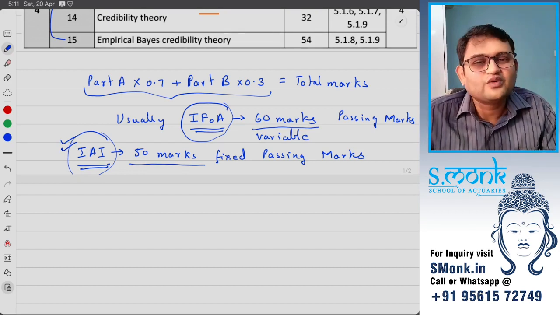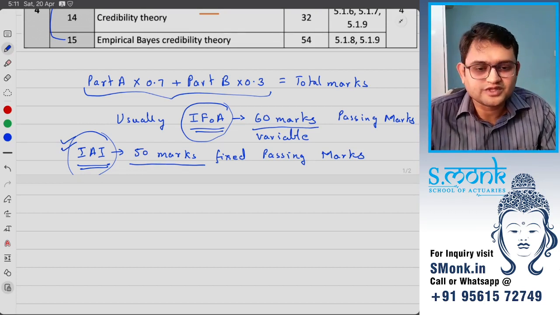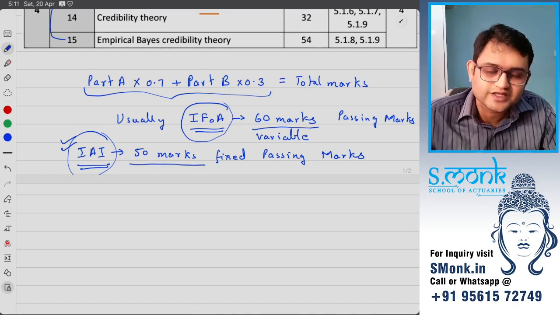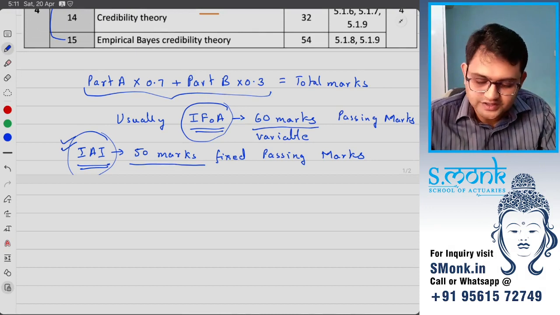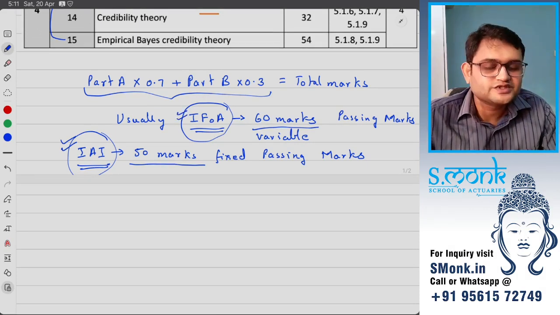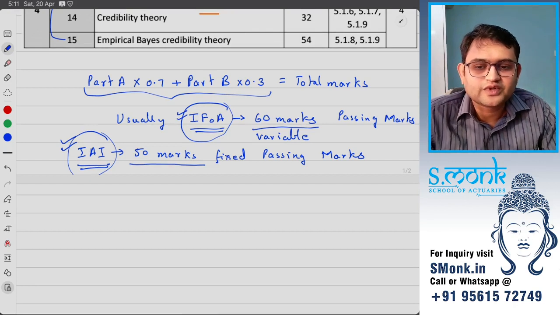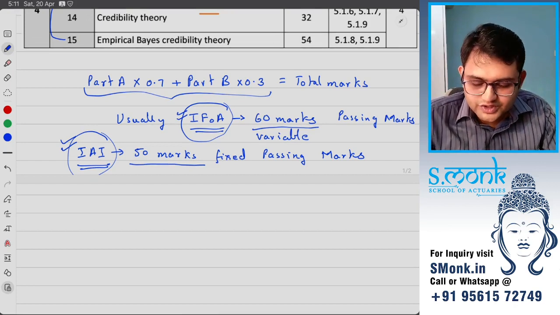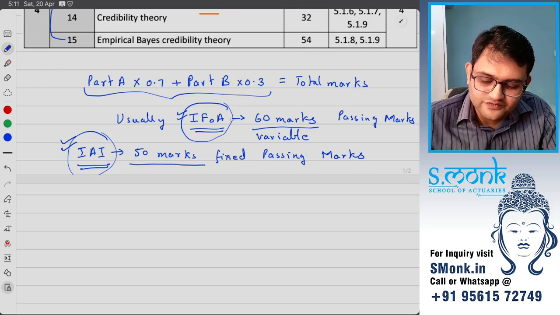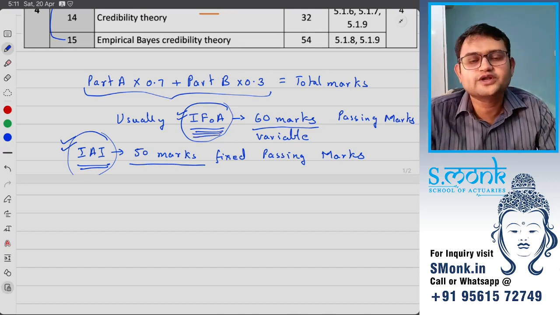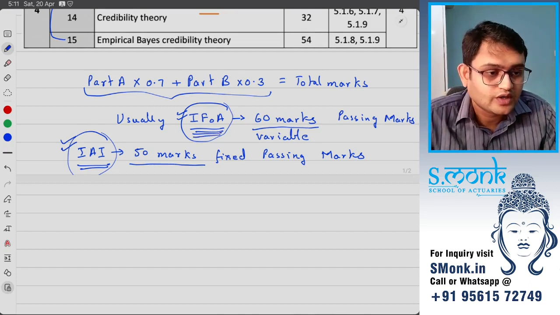But now it is online. This is the first time it will be online, so actually you can give it from anywhere in the world. Otherwise you had to come to India to give the examination. IFOA anyways is online and you can give the examination from anywhere in the world. So that will not be a problem for both the institutes, but as I said, recognition wise, IFOA is much more recognized all over the world.